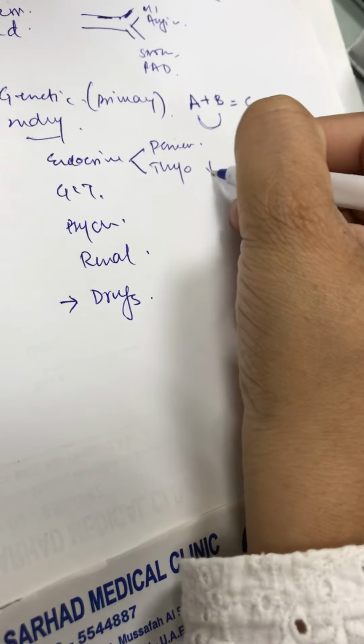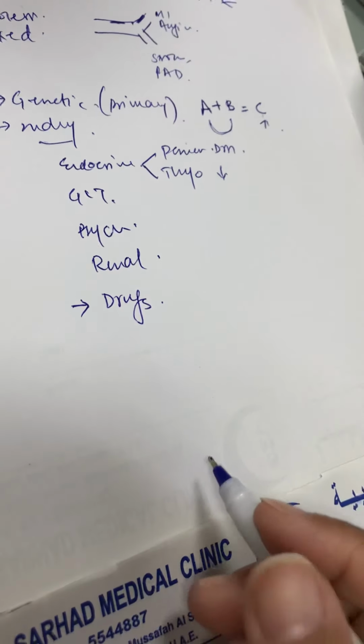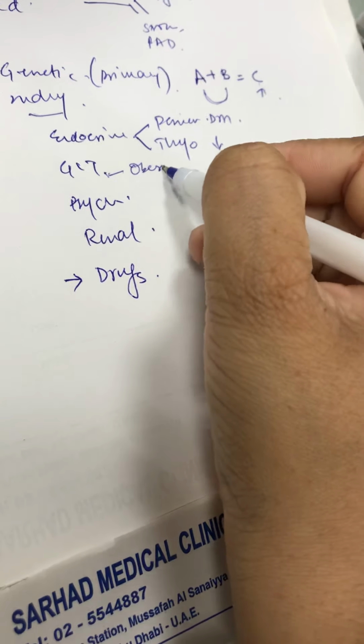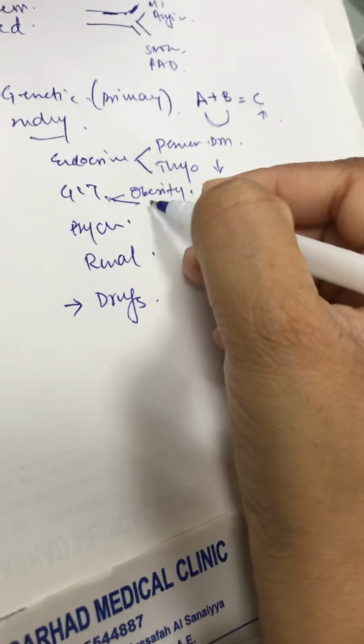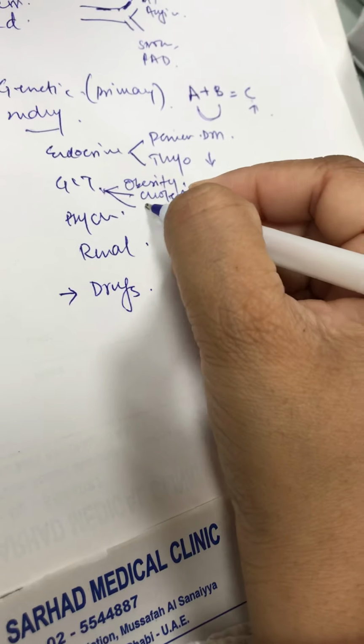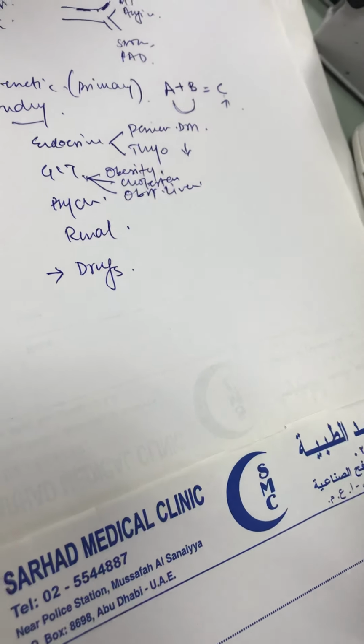For endocrine causes, the most important two organs are the pancreas and thyroid. So hypothyroidism as well as diabetes mellitus can lead to an abnormal lipid profile. In the GIT, the important cause is obesity, number 1. Number 2, cholestasis. And number 3 is obstructive liver disease. So the liver is also an important factor causing an abnormal lipid profile.